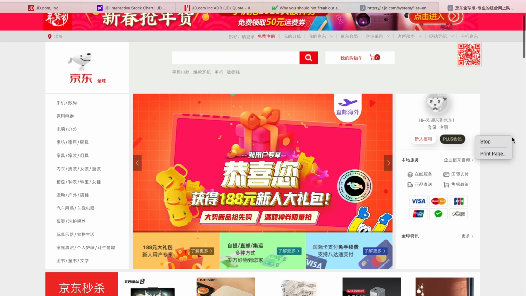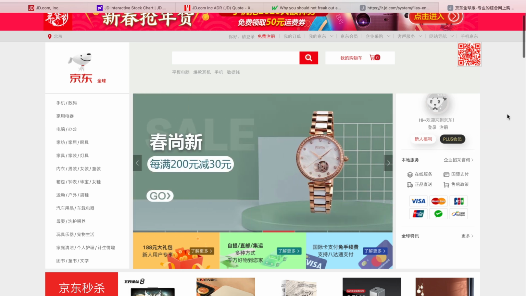Now, more consumers will continue to shop online more than ever using the top 3 e-commerce platforms in China. JD is the largest online retail store in China. This is why I believe JD will continue to benefit from more consumers shopping online in China.